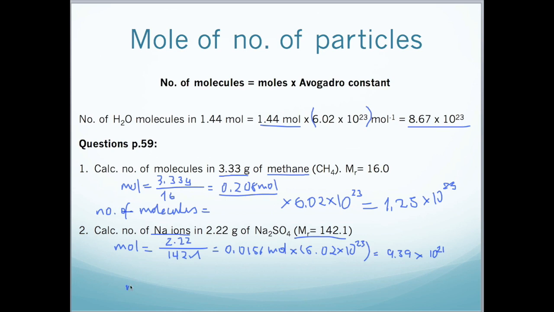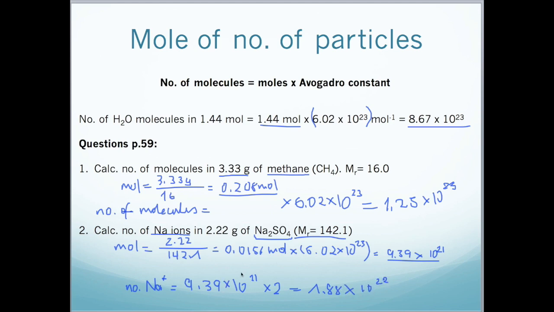So now to calculate the number of sodium ions, if we look at this here, we've got Na2SO4. Because there are 2 sodiums, we simply need to multiply this number by 2. So 9.39 times 10 to the 21 times 2 gives us 1.88 times 10 to the 22.